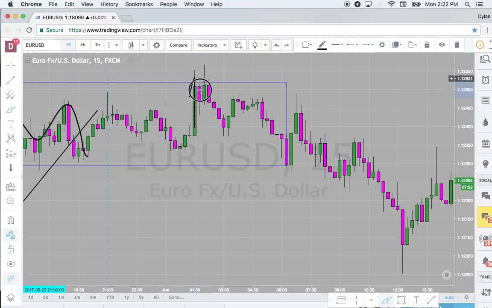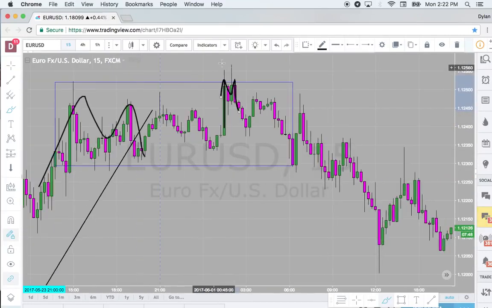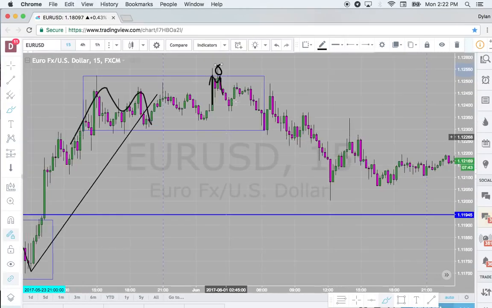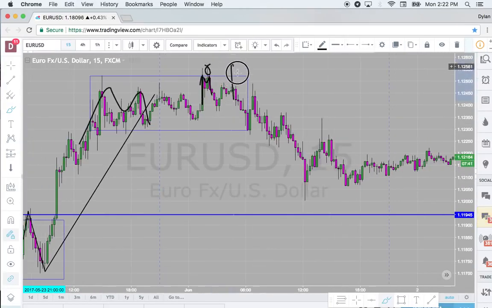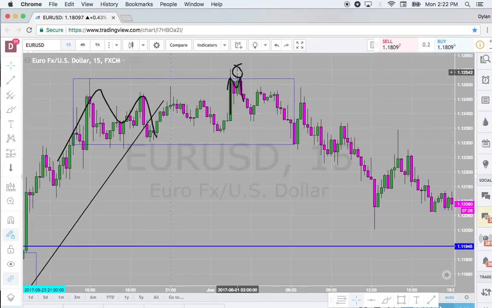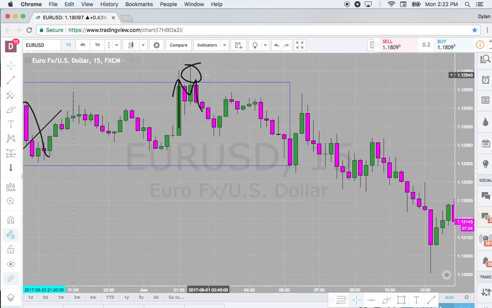M formation right here, double railroad track. M formation at the high of the day. You can see the wicks. What does that look like? That looks like a break to the high and a continuation, right? But it's not. It's a trap. It's a trap! Don't fall for it, you guys. Do not fall for it anymore. You don't have any excuses. Not anymore, you don't. Not after today's lesson.